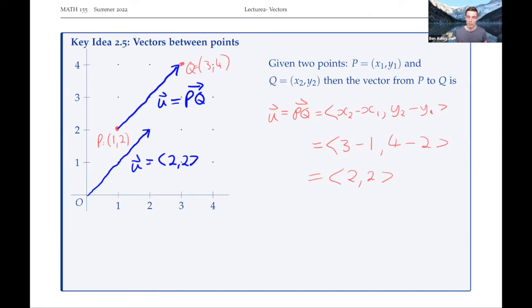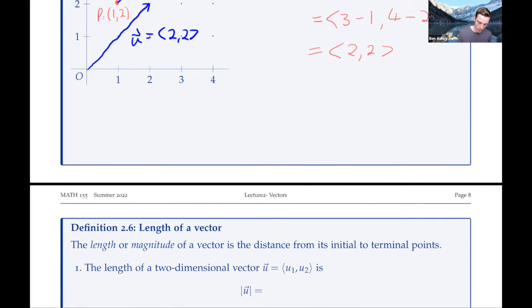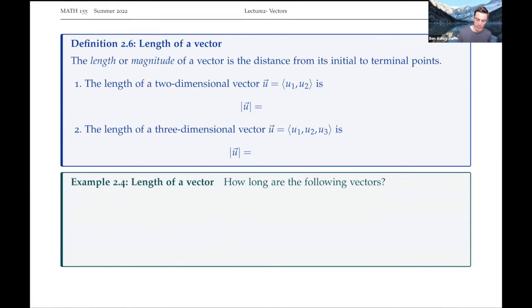How about if we want to work out the length or the magnitude of a vector? How do we do that? Well, this is very similar to what we did previously with distance. We can just translate our vector to the origin and then work out the distance from the origin. So the magnitude of a vector, which we write as vertical lines either side of our vector, if it's a vector u with components u1, u2, then the magnitude or length by Pythagoras is just going to be the square root of u1 squared plus u2 squared.